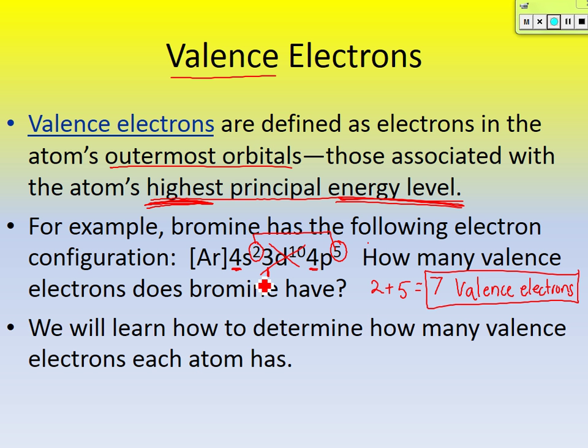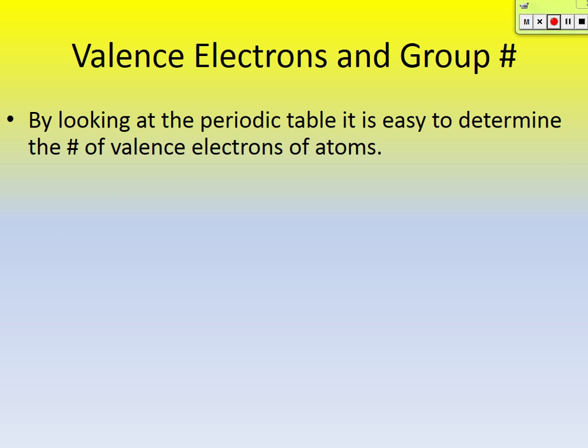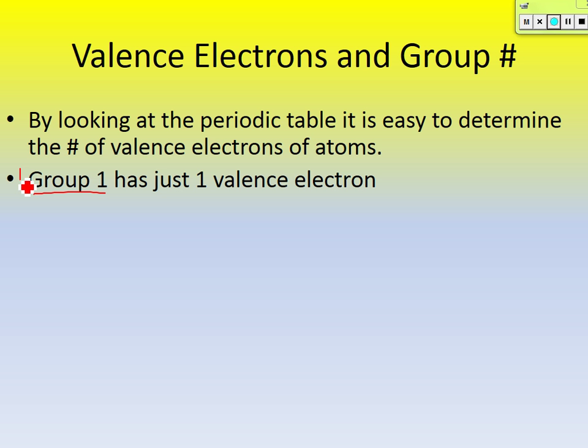Okay, we're going to learn how to determine how many valence electrons each atom has. We're going to do all of the atoms on the periodic table. And so have your periodic table out and ready, and we'll show you how to do that. Okay, by looking at the periodic table, it's easy to determine the number of valence electrons that the atom has. For those elements that are in group 1, now groups on the periodic table go in vertical columns. That's a group. So if we look at the first column on the far left side of the periodic table, it starts with hydrogen, and it goes down to francium, Fr. All of those guys have 1 valence electron.